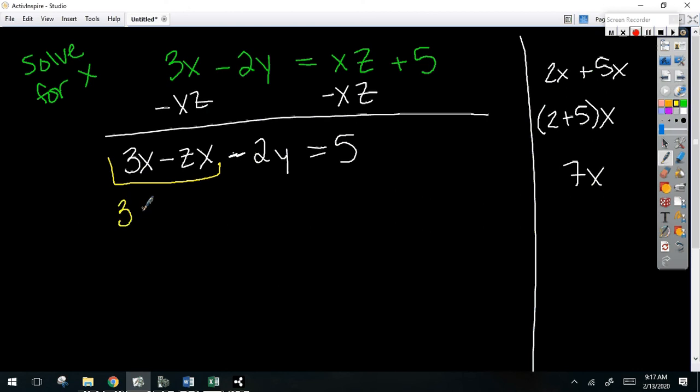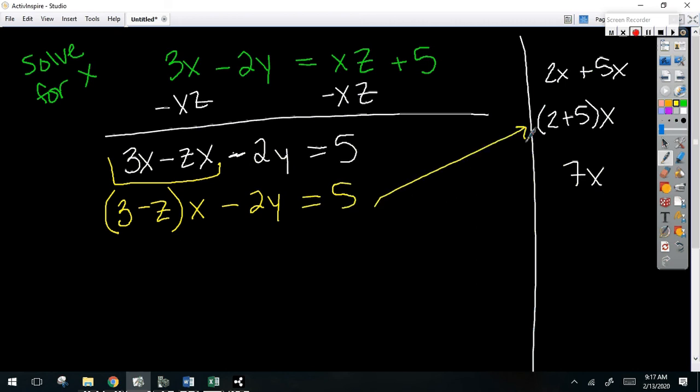3 minus z is going to be in parentheses, right? x. Everything else stays the same. I just did the same thing that I did over here that you normally would do in your head, but because there's a variable there, I really can't do it in my head, so I write it. Does everybody see what I did?